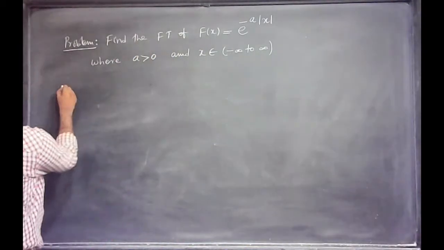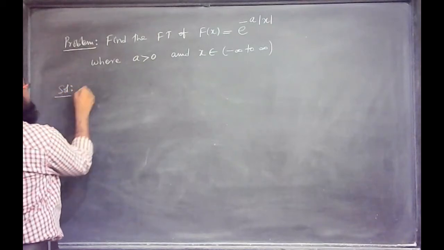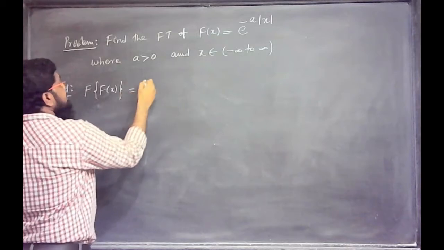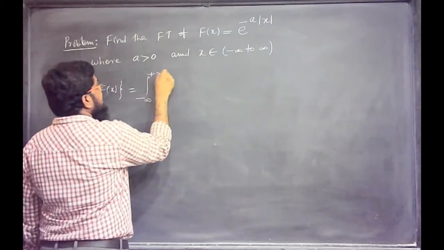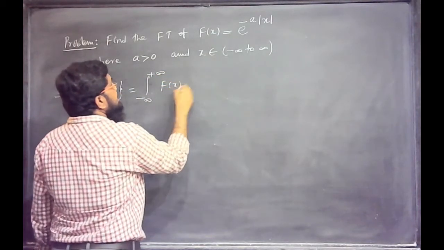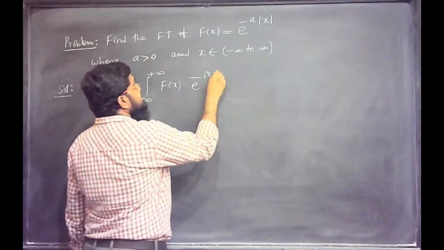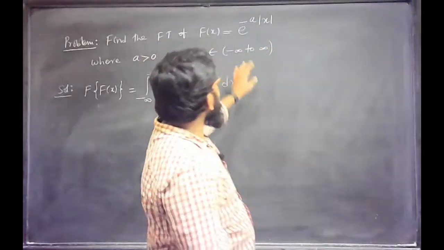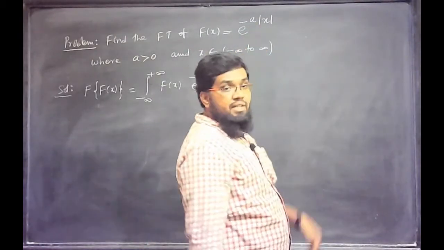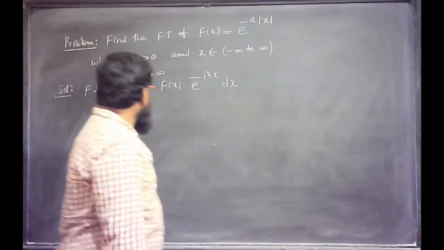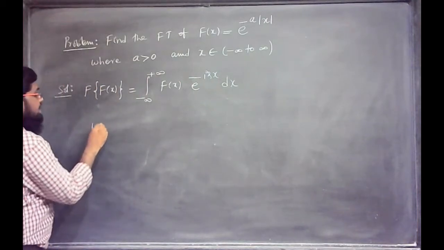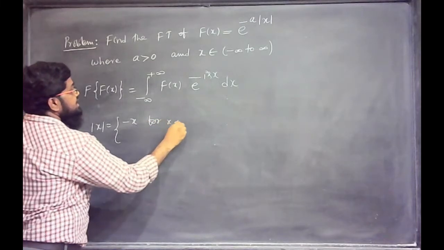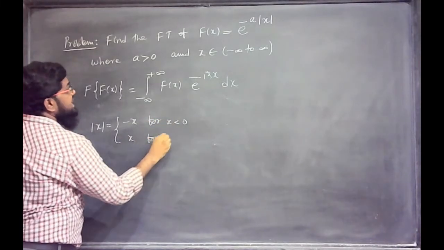What is the definition? The Fourier transformation of any function f of x we have defined as minus infinity to plus infinity f of x e power minus i s x into dx. Now what they have given is the function e power minus a modulus of x. So what is the basic definition of modulus of x? Modulus of x will be equal to minus x for x less than 0, x for x greater than 0.